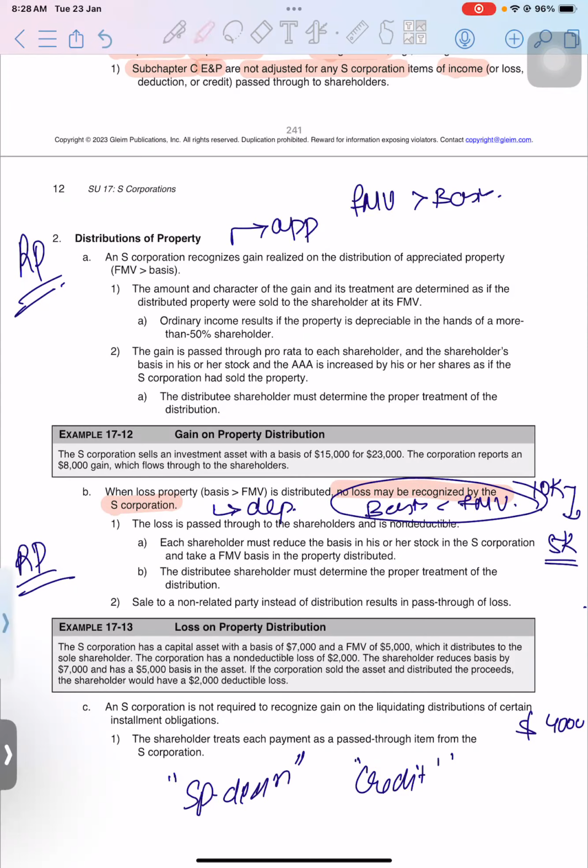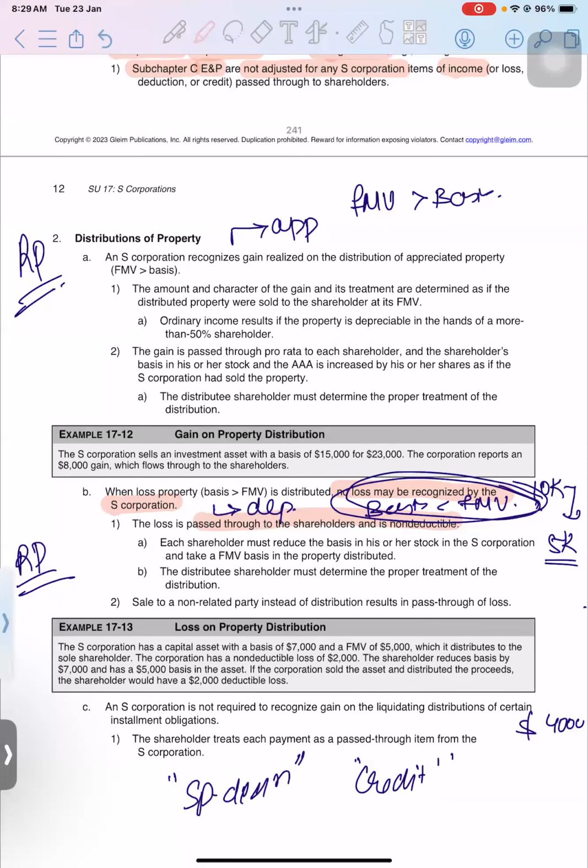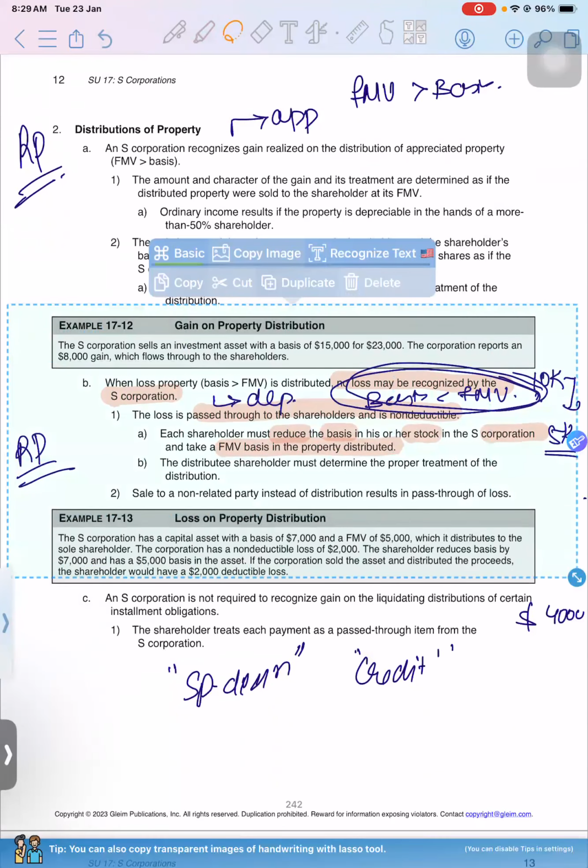Okay, but this loss is passed through to the shareholder and is non-deductible. It will be passed through to the shareholder, and this kind of loss is called a non-deductible loss. Now what will happen? For the shareholder, this non-deductible loss will be mentioned in which head, or it will be reduced from what? So they will be reducing the basis in his or her stock in the S Corporation and take the FMV basis in the property distributed.